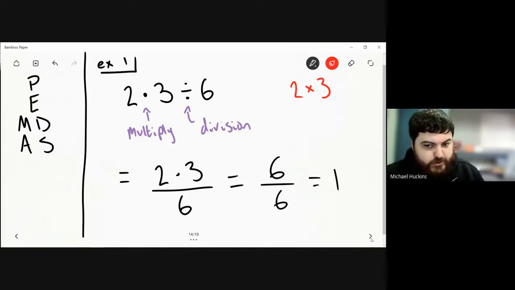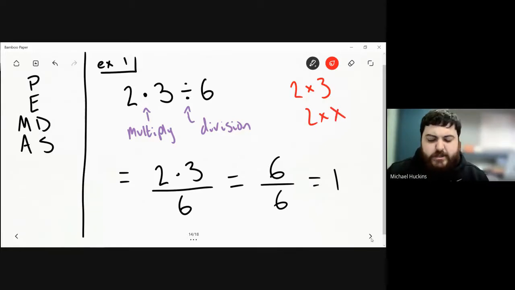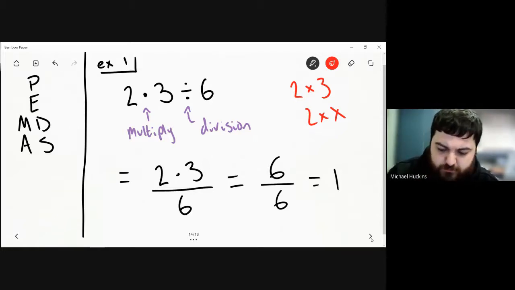We want to avoid using this now because x is one of the very common variables we use, and we don't want to end up with a situation like 2 times x written with an x, because it doesn't make a whole lot of sense. It's not clear if you're implying 2 times x or just 2 times x, or if it's a notation where I already wrote multiplication twice. So we want to avoid that whenever possible.